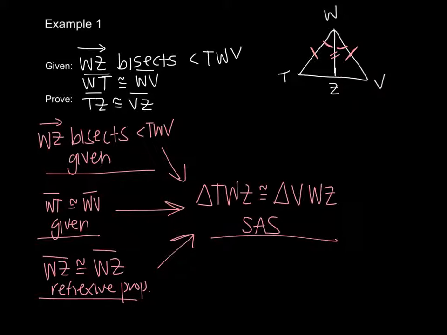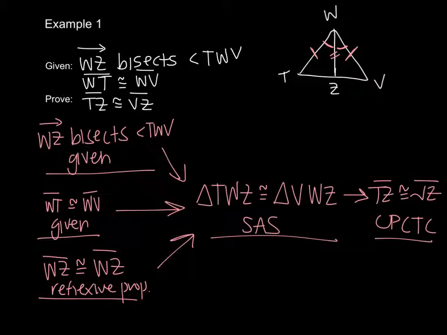So now that I know that these two triangles are congruent, I can now prove that TZ is congruent to VZ. So I know that TZ is congruent to VZ, and that's by CPCTC, right? Corresponding parts of congruent triangles are congruent. So since I have this triangle congruent to this triangle, this piece has to be congruent to this piece. Okay, so that's the end of our proof.